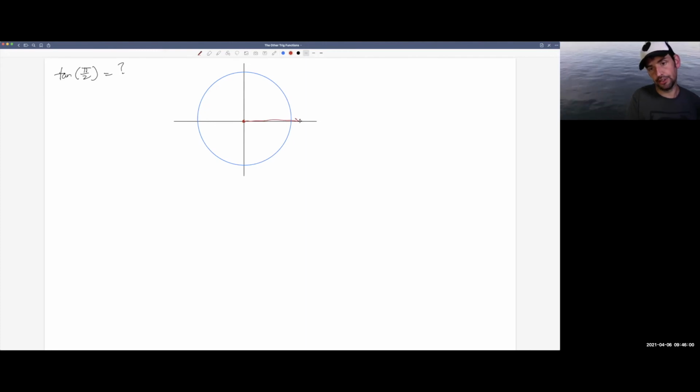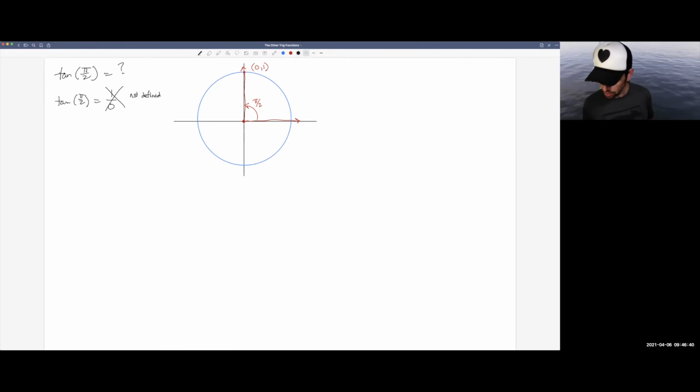All right, so an angle of pi/2. That's like this. There's pi/2. So we know the coordinates of this intersection point are 0, 1. And remember, tangent of pi/2 is going to be the y-coordinate over the x-coordinate, which is 1 over 0, which is not defined. Sorry, I just completely lost my place for a second. Tangent of pi/2 is not defined because we have a 0 in the denominator.